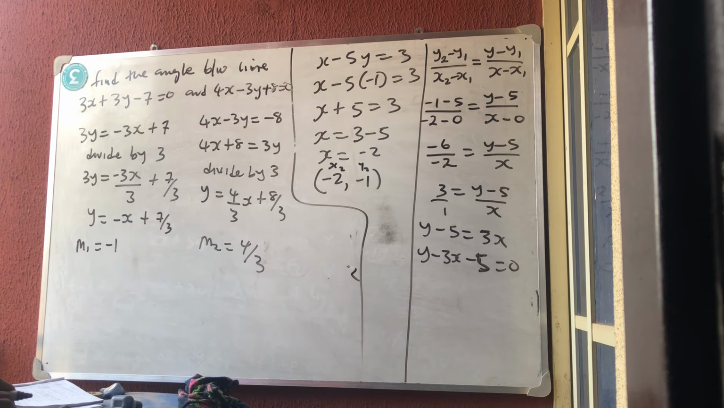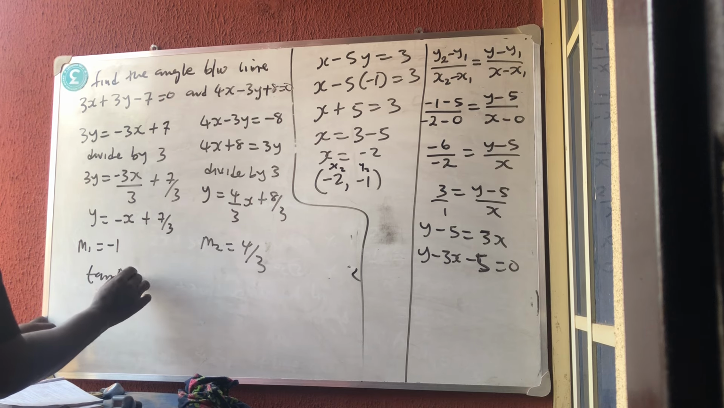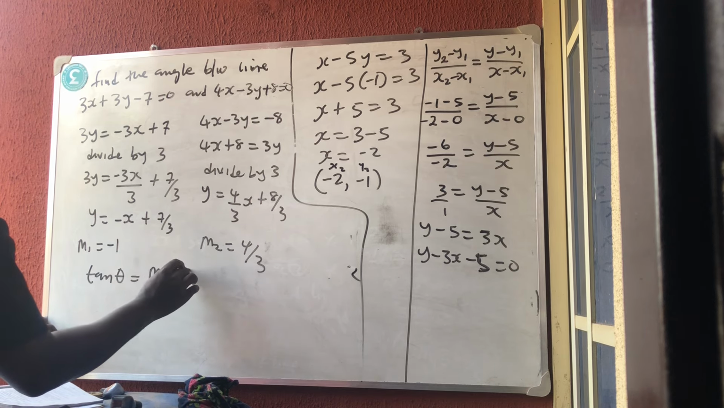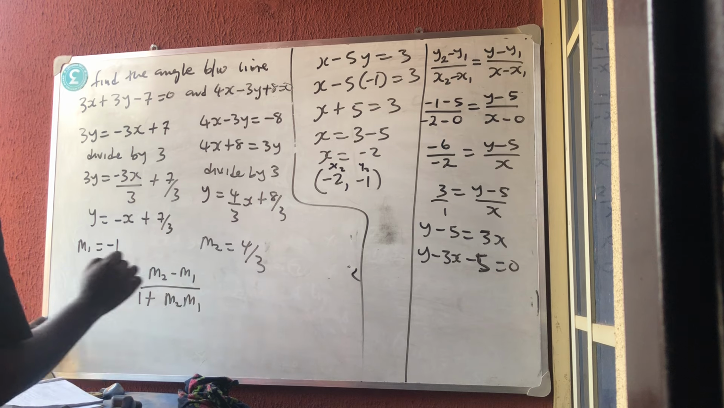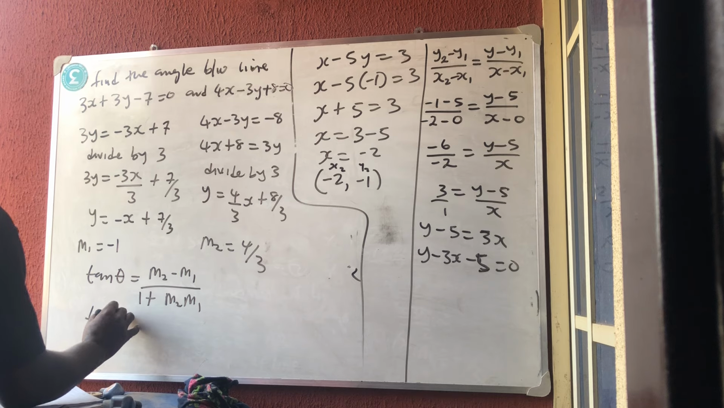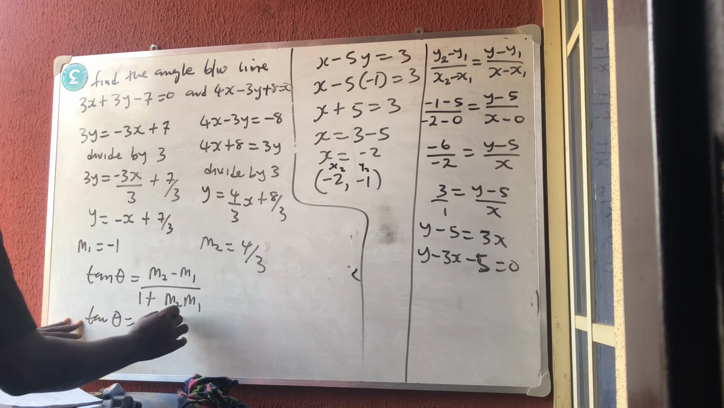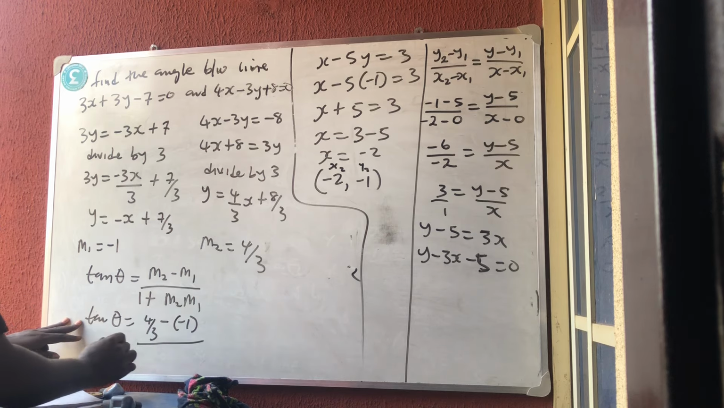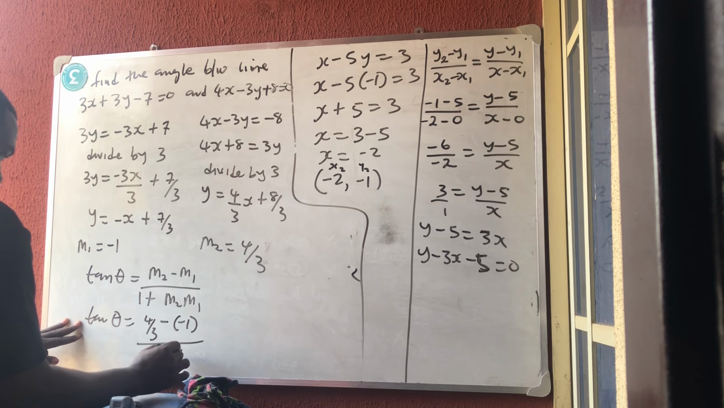So what do we do now? Let's now find the angle between them. The angle between them, we say tan theta is equal to M2 minus M1 all over 1 plus M2 M1. As simple as that. So let us do that. tan theta equal to, M2 is 4 over 3, minus, in bracket, minus 1, all over 1 plus 4 over 3 bracket minus 1.